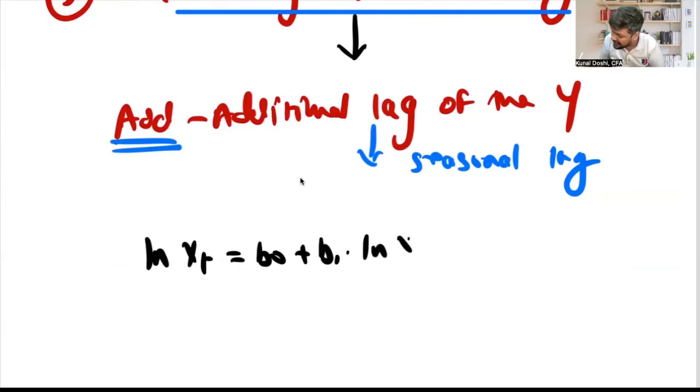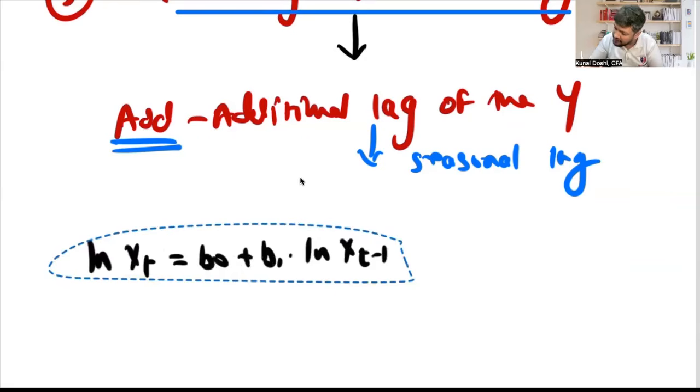We use the lag of x t minus 1, correct? This was our original model. But then how did we fix it up?